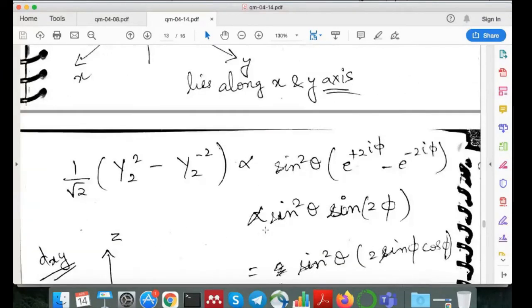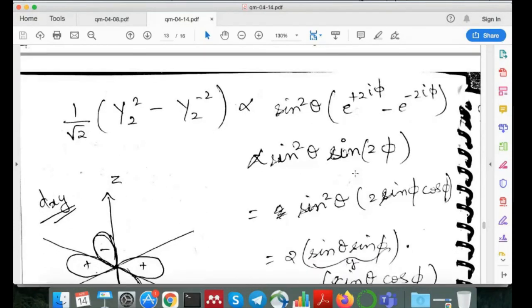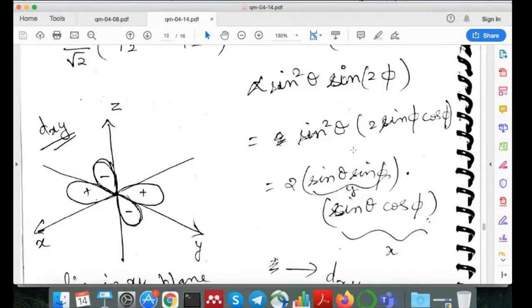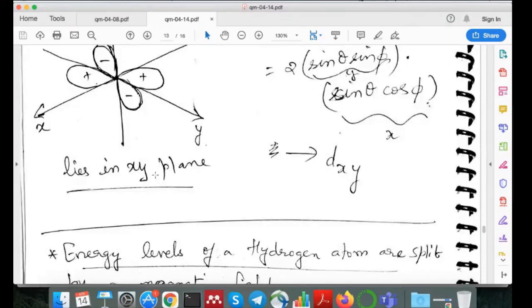And then the last linear combination would be Y2,2 minus Y2,-2. This is proportional to sine square theta into e power plus 2i phi minus e power minus 2i phi. This is nothing but your sine 2 phi, and sine 2 phi is nothing but 2 sine phi cos phi. So again, you get a product of two components, sine theta sine phi and sine theta cos phi. Sine theta sine phi is y and sine theta cos phi is x, so this is nothing but your dxy orbital, and this lies in the xy plane.